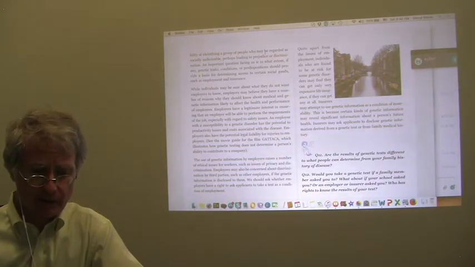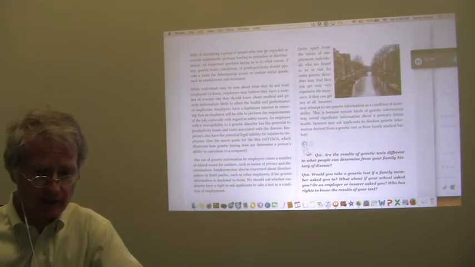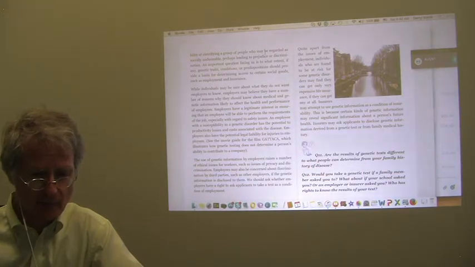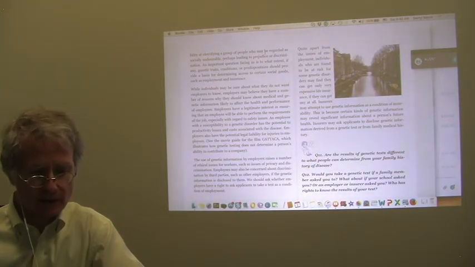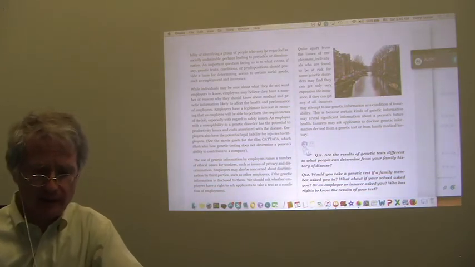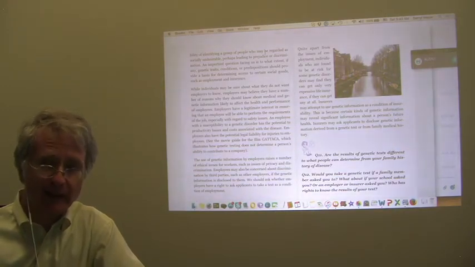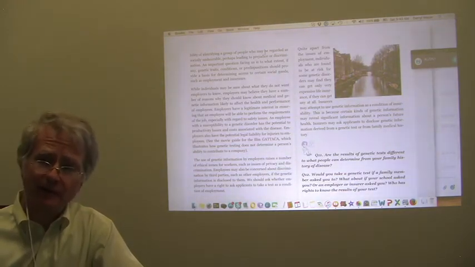An employee with a susceptibility to a genetic disorder has the potential to cause productivity losses and costs associated with the disease. Employers also have a potential legal liability for injuries to employees. And you can see the movie guide for the film Gattaca, which illustrates how genetic testing does not determine a person's ability to contribute to a company, because there may be many other factors and many other contributions than just one.